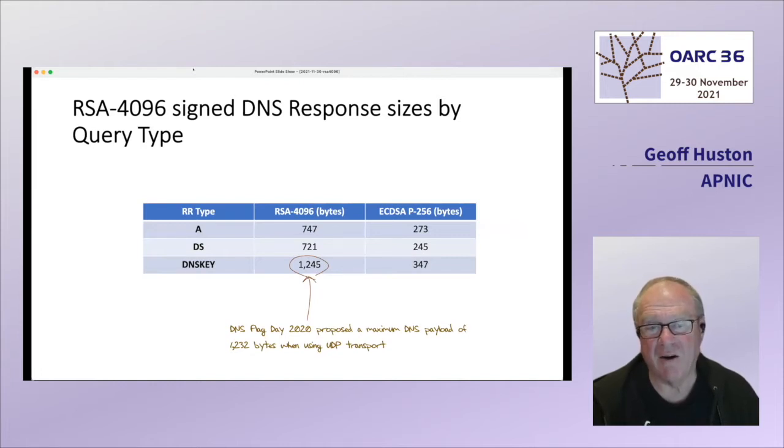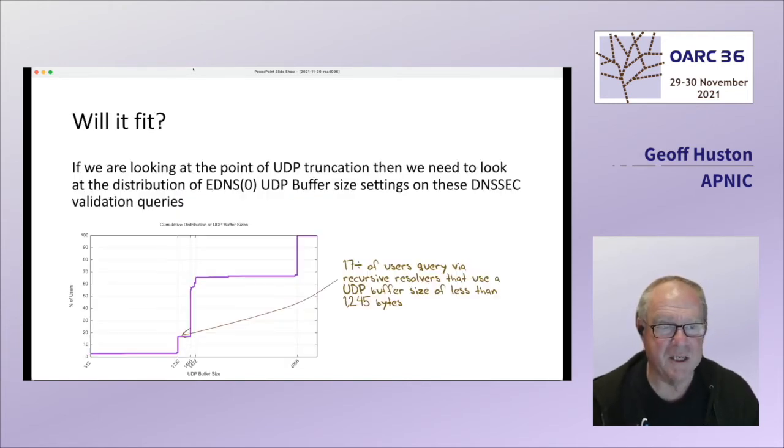And in particular for RSA 4096, it's the DNSKEY response size. For those of you with, I don't know, medium memories, you might remember October last year with DNS Flag Day 2020 proposed a maximum DNS payload unfragmented of 1,232 octets. If you're using RSA 4096, you've just bumped over the top of that by 13 octets, whereas ECDSA P256, of course, comes in easily at 347. So is that a problem? Because at this point, you're going to be delivering truncated answers and doing a flip into TCP.